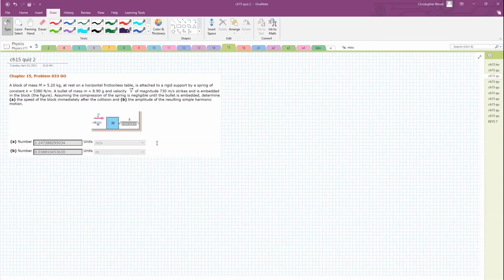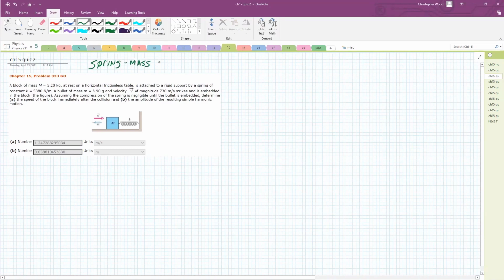All right. Now here, let's see. It's yet another spring mass system, which is an example of simple harmonic motion. And it turns out a lot of things behave this way, even complicated things that on the surface don't look at all like a simple spring mass system.